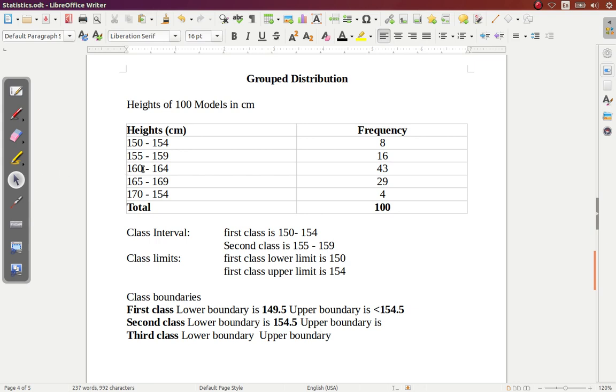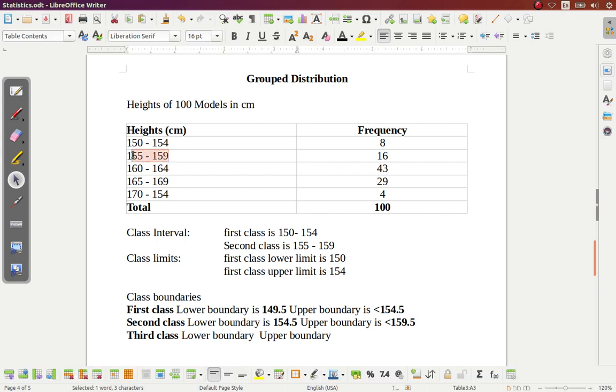For the second class, the highest number is 159, but you could possibly have measured as high as 159.49999, or let's say 159.5, but less than that. Because remember, once it touches 159.5, you round it up to 160. But anything less than 159.5, you round it back down to 159 and you place it in the class.